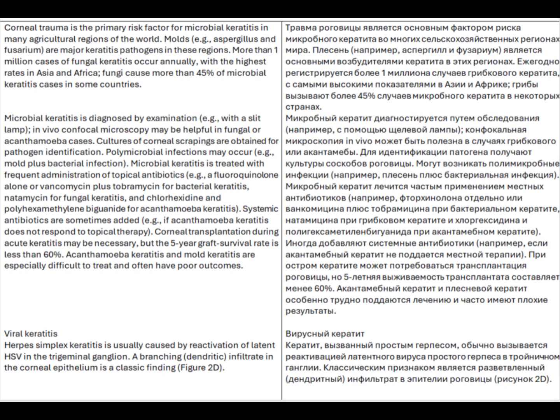Microbial keratitis is treated with frequent administration of topical antibiotics, e.g., a fluoroquinolone alone, or vancomycin plus tobramycin for bacterial keratitis, natamycin for fungal keratitis, and chlorhexidine and polyhexamethylene biguanide for acanthamoeba keratitis. Systemic antibiotics are sometimes added, e.g., if acanthamoeba keratitis does not respond to topical therapy.